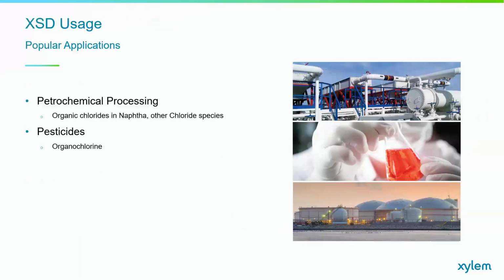So the XSD, very sensitive to chlorinated compounds. Reformates are produced as a byproduct of crude oil distillation, and organic chlorides can form as a consequence and cause corrosion, poisoning of catalysts downstream in the petrochemical refining process. So any sort of chlorinated species in petrochemical processing or in organochlorinated pesticides would be able to be detected by this detector.